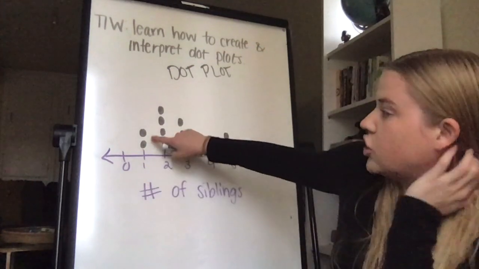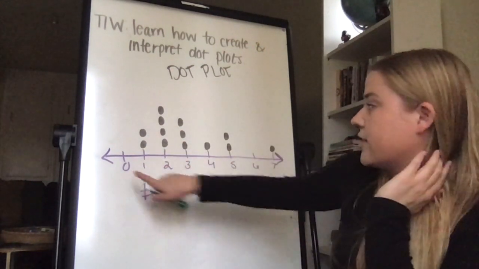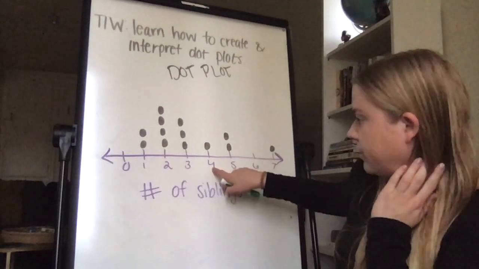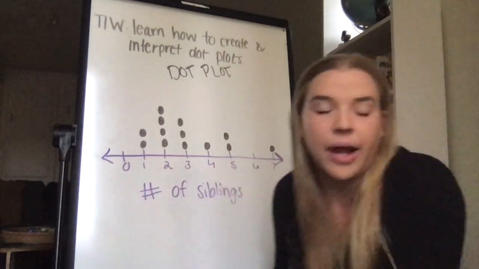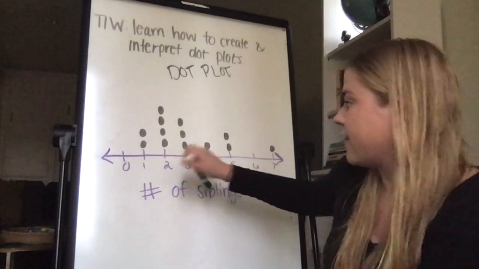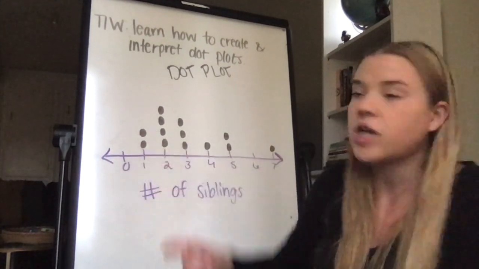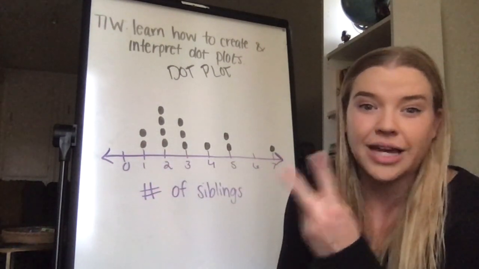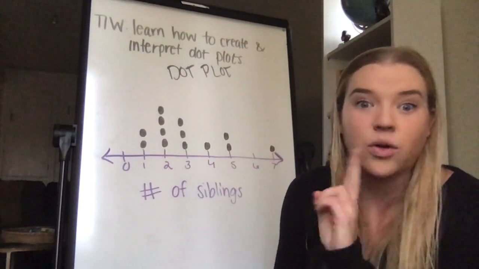Your answer should be 2. This is the number of siblings, right? This is 0 siblings, 1 sibling, 2 siblings, 3 siblings, 4 siblings, 5 siblings, 6 siblings, etc. So you should be able to look and find one sibling. All right, there's 2 dots above it. That means that 2 people answered that. 2 people that I surveyed only had 1 sibling.